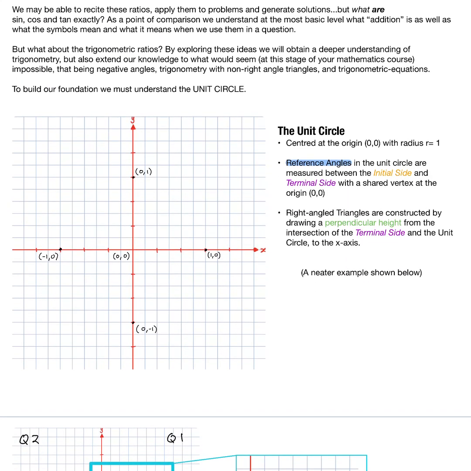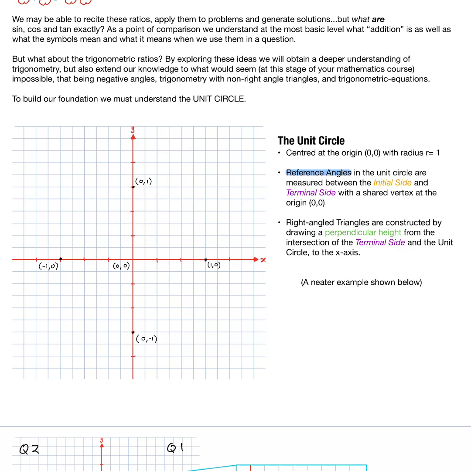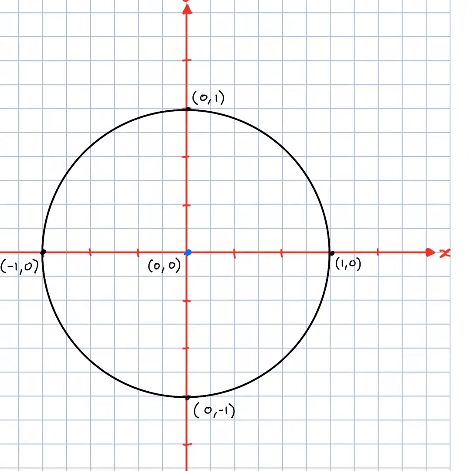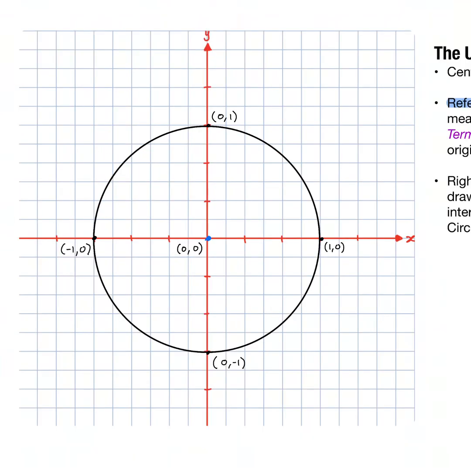So the unit circle is a circle centered at the origin. And we need to draw the circle. So it would be something like this. It has a radius of 1. So if I draw a length from the middle to anywhere around the edge, it has a length of 1.